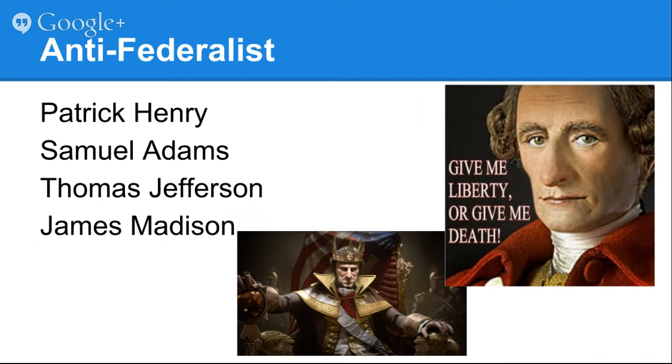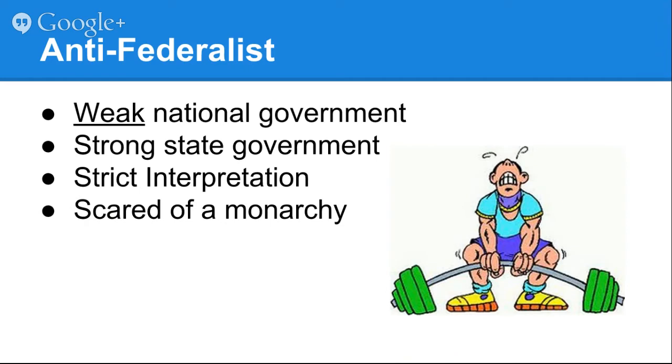And in their minds, the best way to avoid having another king is to basically give a president no power. If that president has no power, then he can't become a king. All right. They wanted a weak national government and strong state governments. They wanted a strict interpretation, basically saying, I'm not going to do any of this inferring stuff. If the Constitution says it, awesome. If it doesn't, I'm not going to read between the lines. I'm not going to make any inferences here. It either says it or it doesn't. And they were basically scared of a monarchy again.